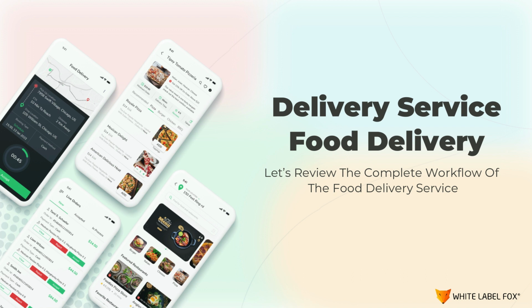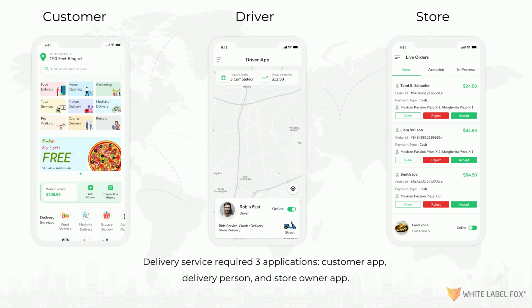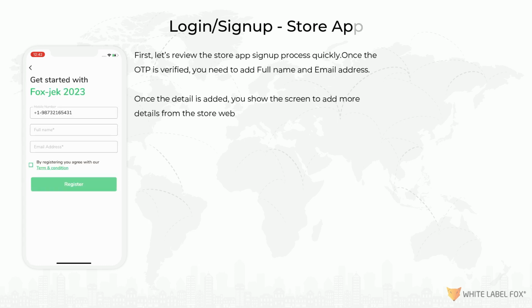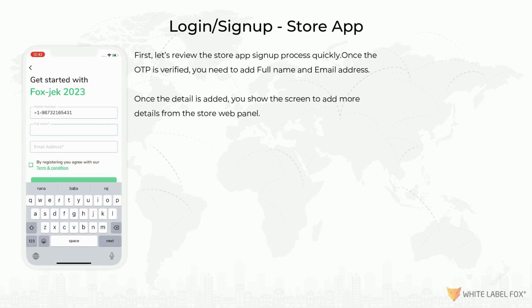Let's review the complete workflow of the food delivery service. The delivery service requires 3 applications: customer app, delivery person app, and store owner app. First, let's review the store app sign up process quickly. Once the OTP is verified, you need to add your full name and email address. Once the details are added, you will see a screen to add more details from the store web panel.